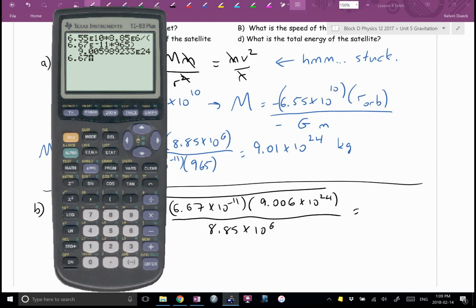6.67 negative 11 times, answer button, divided by 8.85, scientific notation, 6th, square root of that. Yeah, that seems right. 8,240.